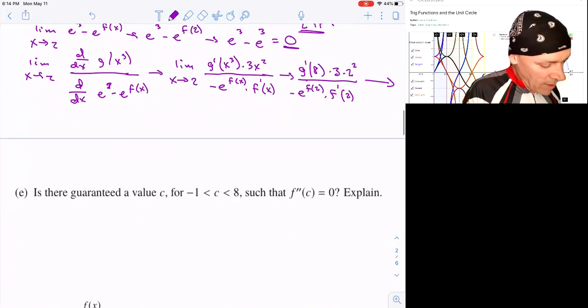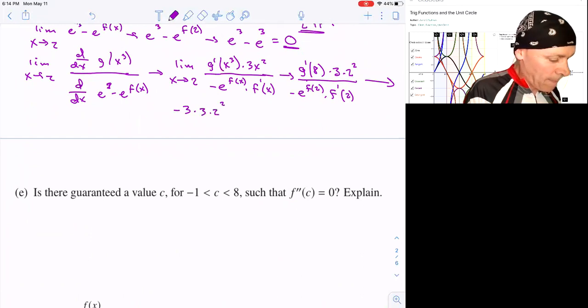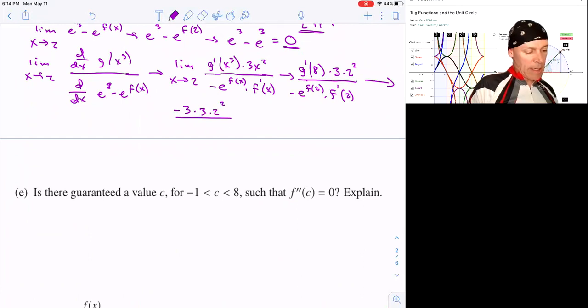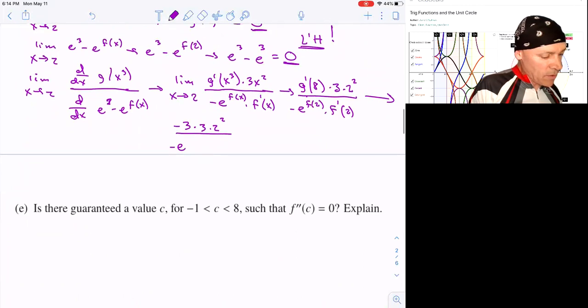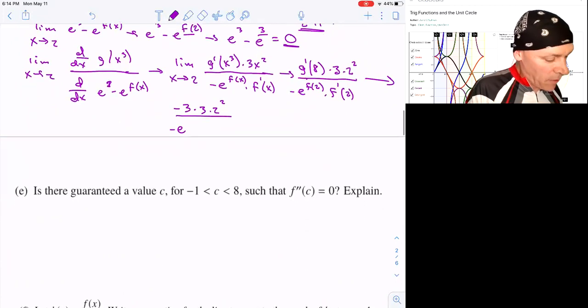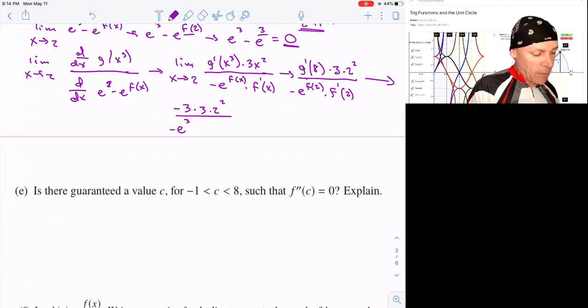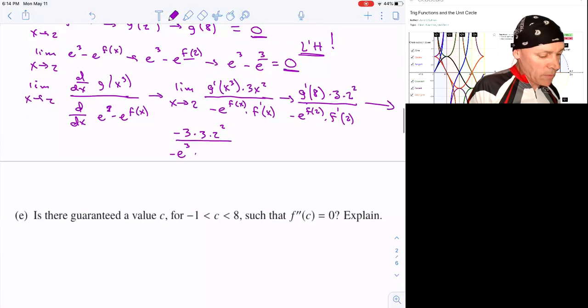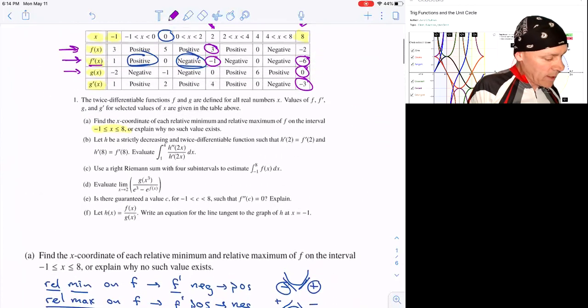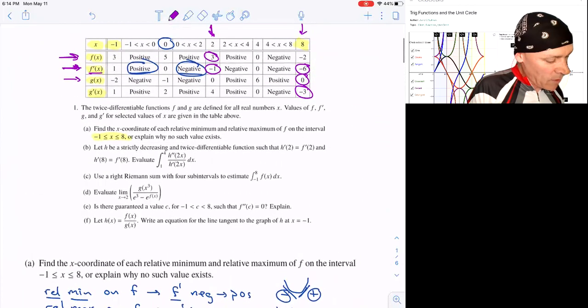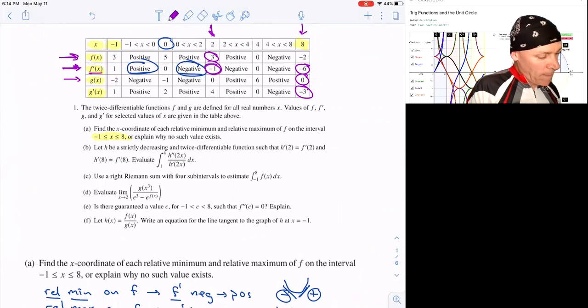Just going to write this down here. So negative 3 times 3 times 2 squared, all over negative e to the f of 2. I saw f of 2 somewhere. Oh, there it is. F of 2 is equal to 3. So this is negative e to the third, and that's what the table says, times f prime at 2. F prime at 2 is negative 1.